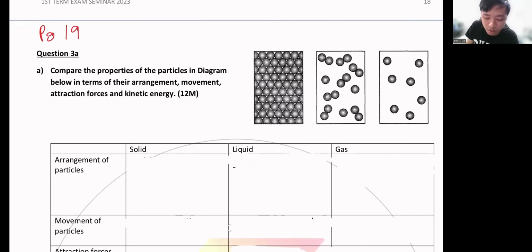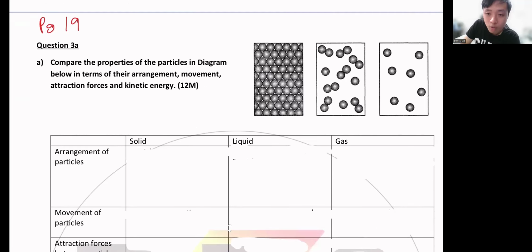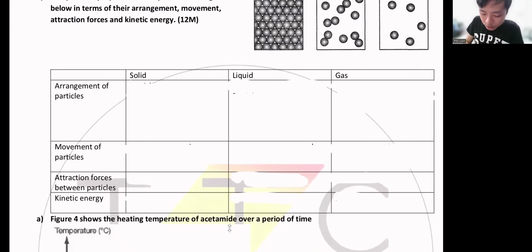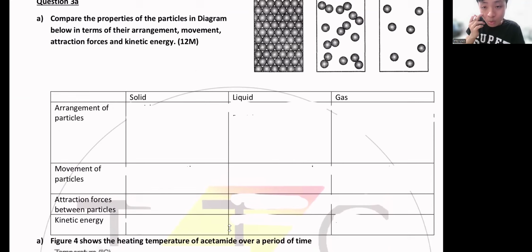Okay, so page 19. Arrangement of particles. Now, this kind of question is like an essay, a bit of an essay question, 12 marks. If they come out with this one, it is very easy. I'm sure you also learned a lot in science, right? So in this case, they ask, compare the properties below in terms of the arrangement, movement, attraction force, and kinetic energy for solid, liquid, and gas.